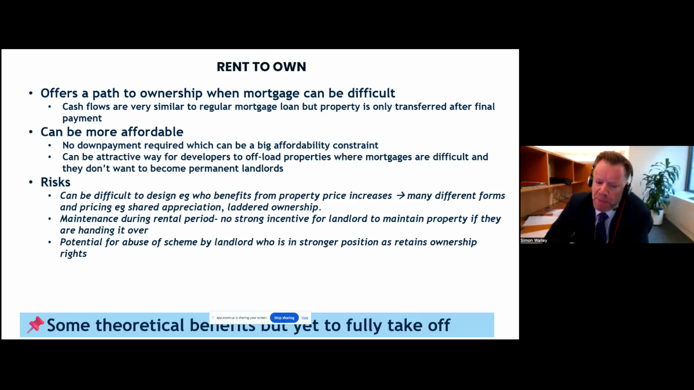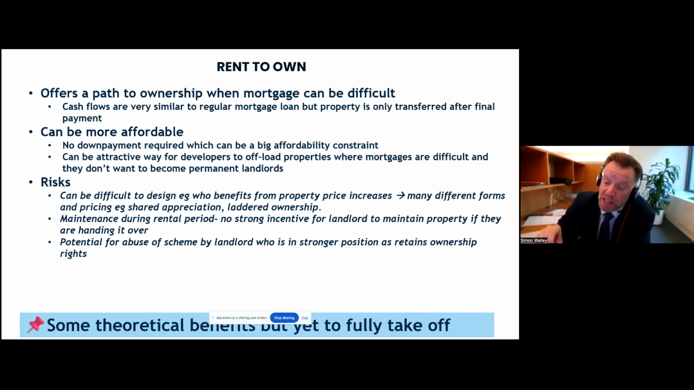From a developer perspective, it can facilitate offloading of properties, particularly if you make it more affordable, more accessible. It's a way for them to have a quick turnaround in selling the stock of properties that they've built, rather than sitting on unsold properties for months waiting for the mortgages to be processed.